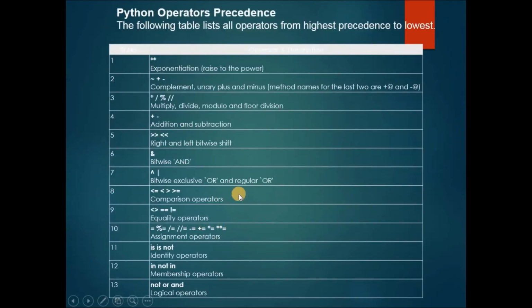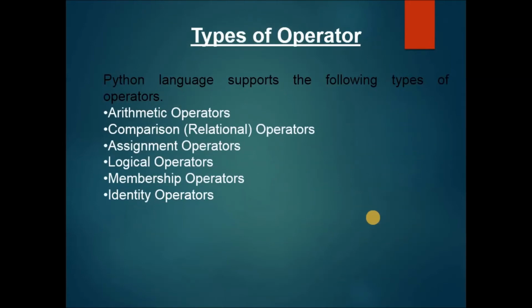After that, these are the Python operator precedence. That means which operator will come first and which operator will come later. So this is the precedence, you can see from here. What about the operator types? We have already covered them, and we will discuss them later. Now see, these are the different types of operators: arithmetic, comparison, assignment, logical, membership, and identity. These are the different types of operators used in Python.